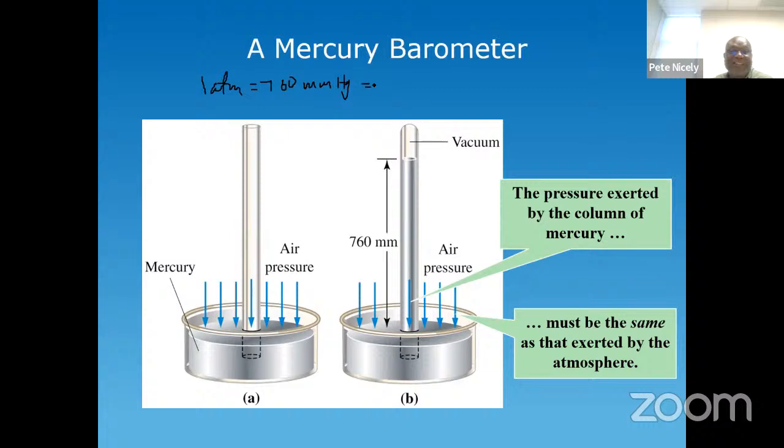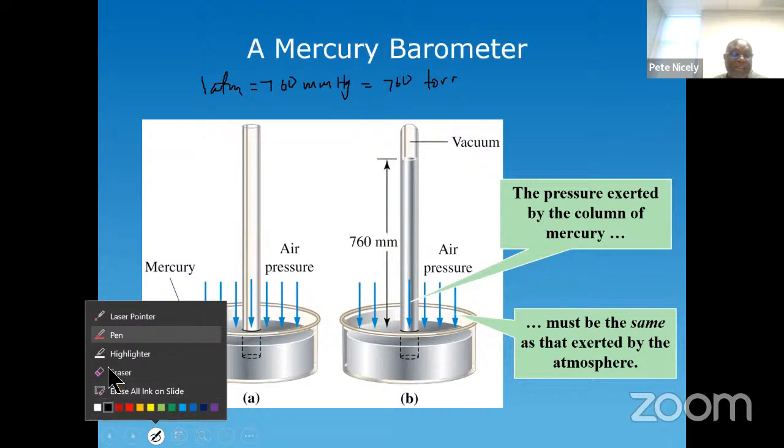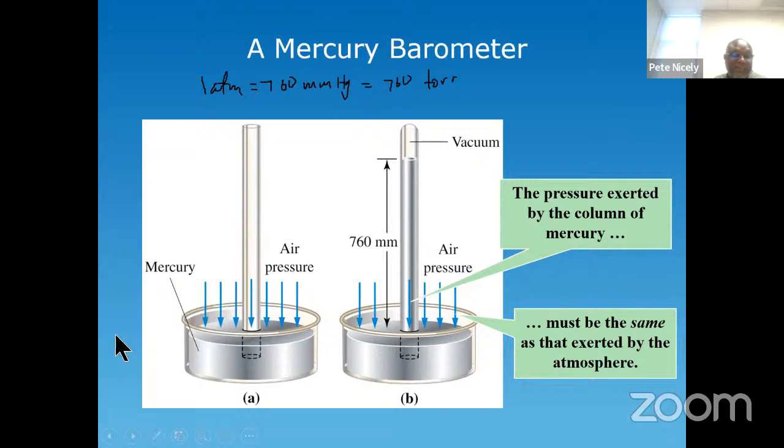And later on, this unit was also called the torr, named after the famous scientist from Italy, Torricelli, all right? So the torr unit and the millimeter mercury unit are both one and the same.